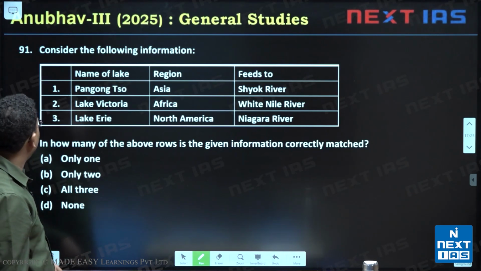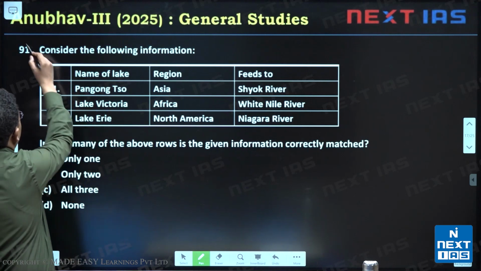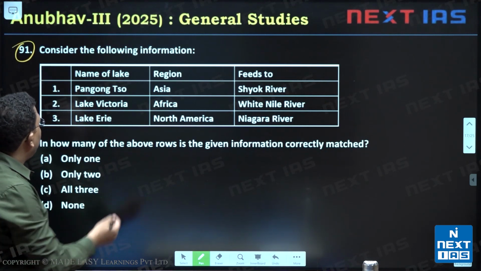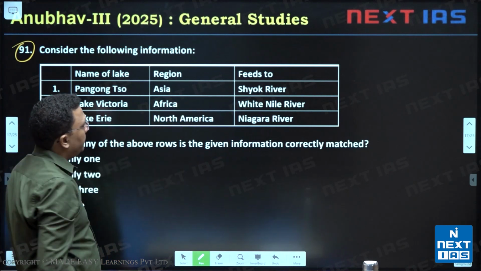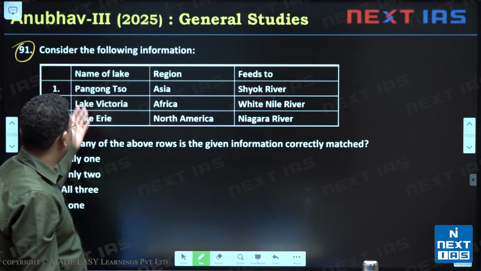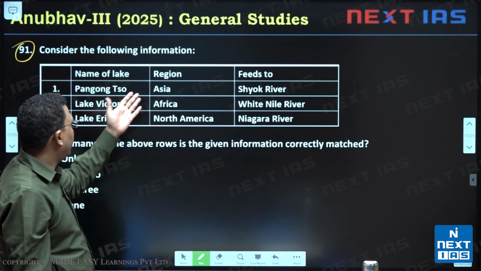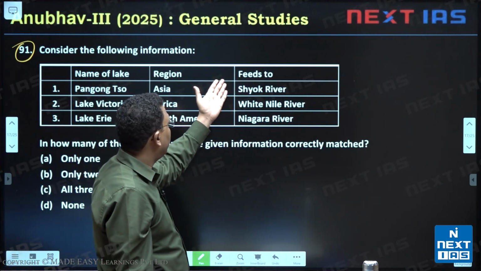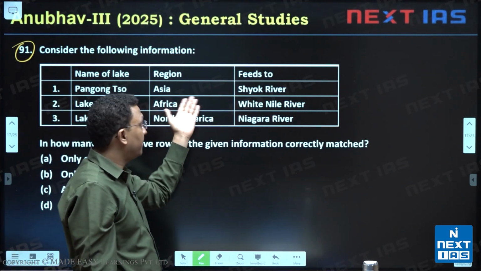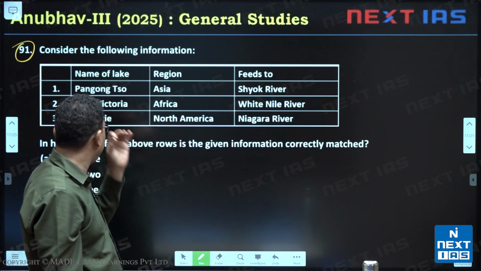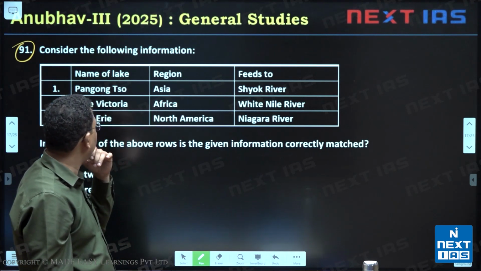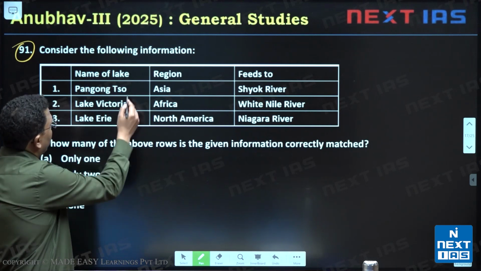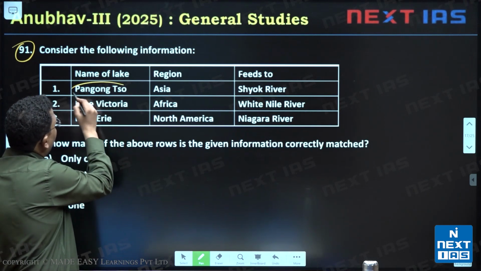Now let's move on to the next question, that is question 91. Consider the following information: name of lake, region and feeds to, right? So names of some lakes are given, and the regions they lie in, and the rivers that these lakes are feeding are also given, right? So we have to see which of them are correctly matched, right? So let's read them one by one. First one is Pangong Tso, right?